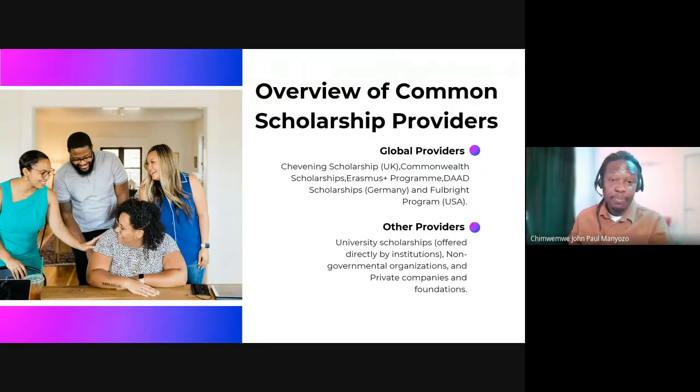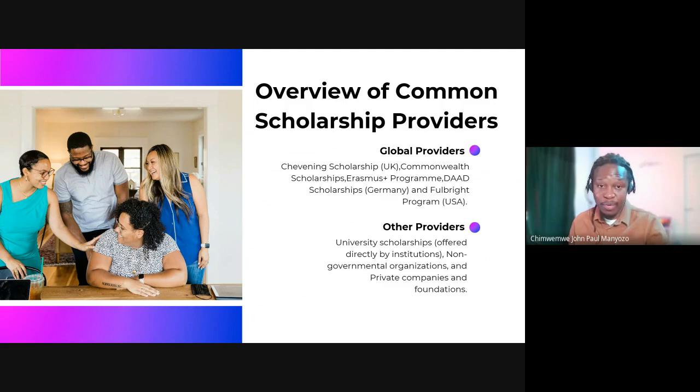Let's look at the scholarship providers. So we have an overview of common scholarship providers, and they have been put in two categories. They are global providers, and global in the sense that they take people from across the world to be able to study in their different countries. And then there are other providers that are also providing scholarships. So in terms of the global providers, you have scholarships like Chevening that gets people from across the world who are able to come and study in the UK.